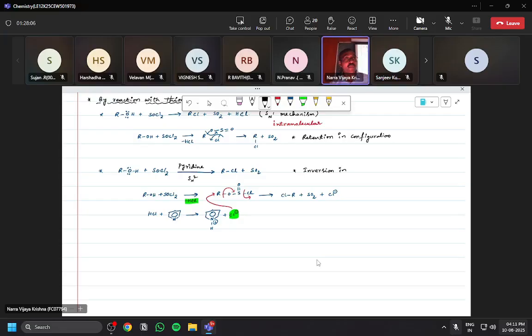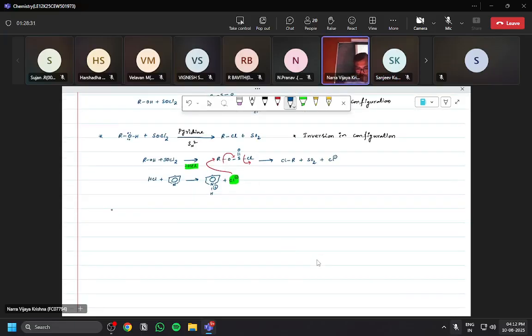Cl minus is attacking from the back side. The leaving group is moving from the front side. If it is the back side, it is moving in another direction, exactly 180 degrees apart. Correct? So inversion in configuration. Any questions in this?